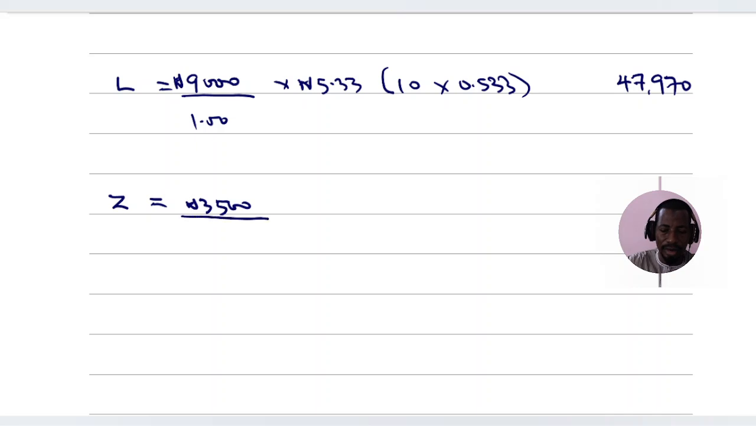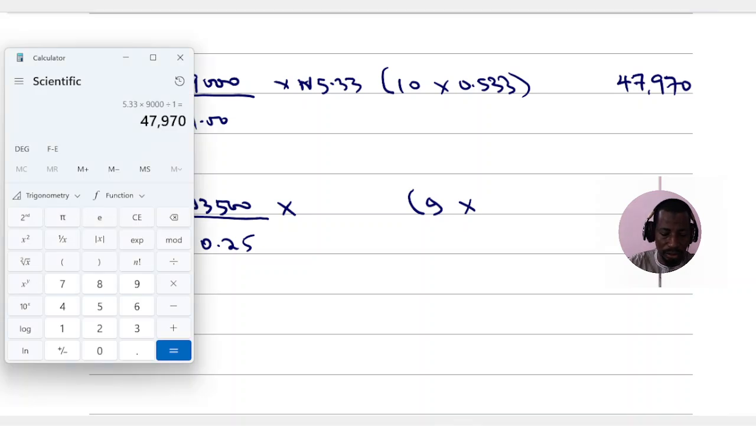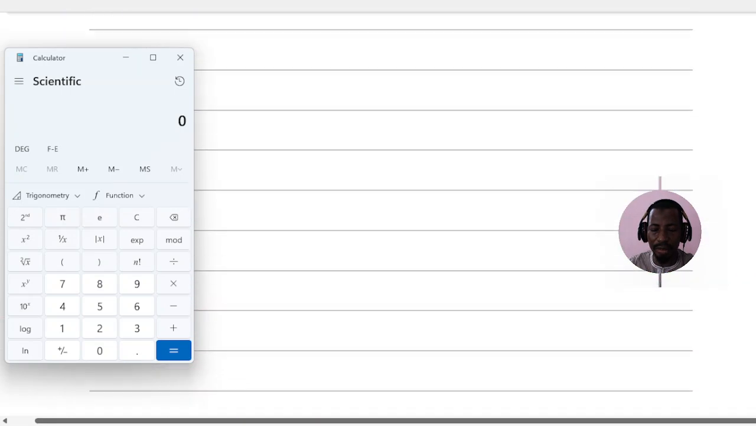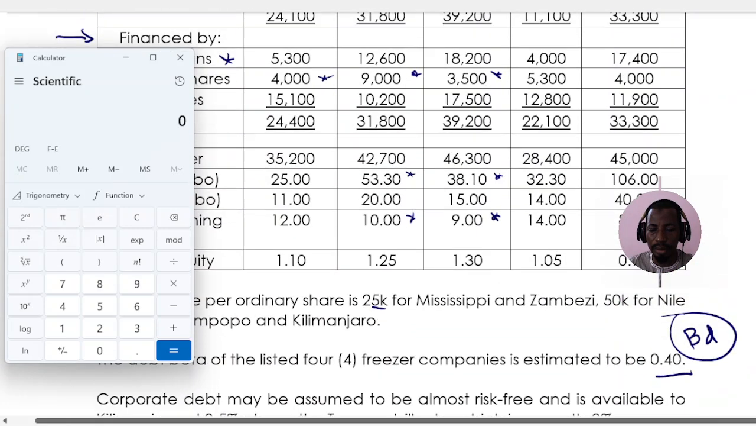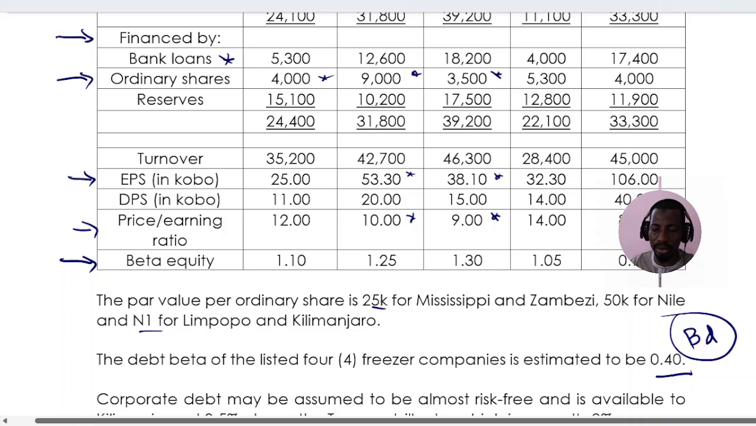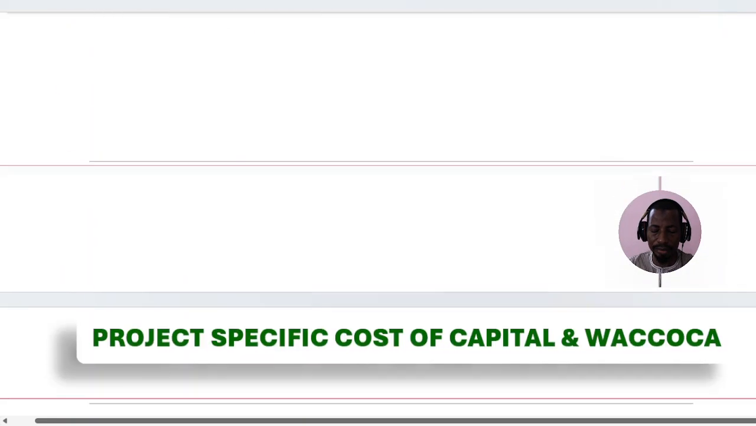3,500 divided by 0.25 multiplied by market share price. I don't know the share price. This is 9 times multiplied by 38.1, I think. 38.1 divided by 100, that's 0.381 rather. Let me confirm the earning per share of Zambezi. Yes, 38.1 is 38.1. All right.